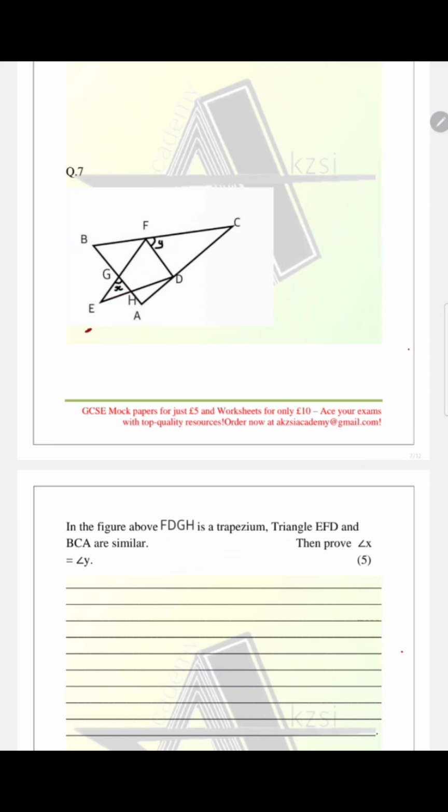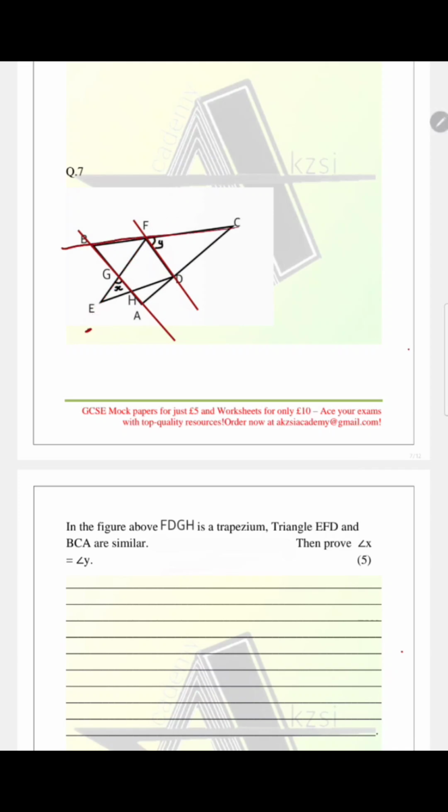So first thing is we have to make use of the trapezium. So FDGH is a trapezium, so we'll be using this one. So these two are parallel lines because it's a trapezium, and this is a transversal. And if it's so, then one thing for sure I can do is say this angle is equal to this one. Similarly, there is one more thing that we can use because these two are parallel lines.